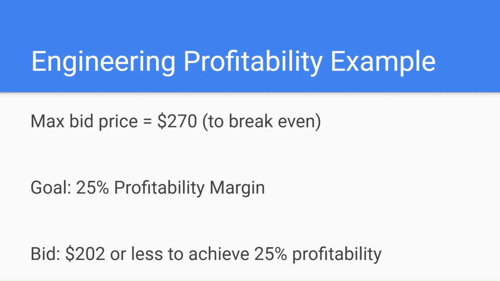So now that we know that we can bid $270 to at worst break even, let's go a step further and figure out how to actually work in margin. So in the same example, let's say that our goal was to make 25% margin. To do this, we would simply bid 25% lower than 270, which is roughly $202. Anything we bid at least $202 or less will give us a 25% or better profitability margin.